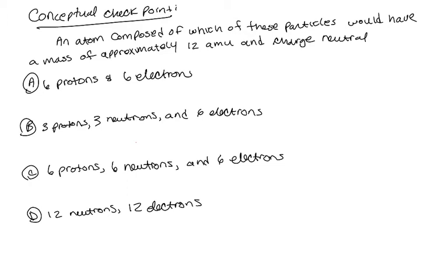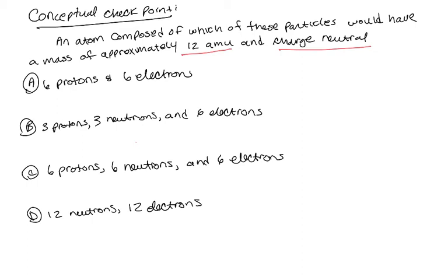Okay, so we've talked about the structure of the atom. We've talked about electrons, neutrons, and protons. Now let's do a conceptual checkpoint to make sure we have everything in check. An atom composed of which of these particles would have a mass of approximately 12 AMU and be charge neutral? So it has to have a mass of 12 AMU and be charge neutral, or 0 charge, right?